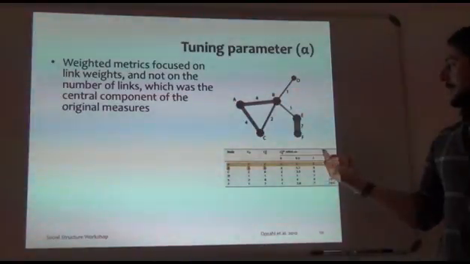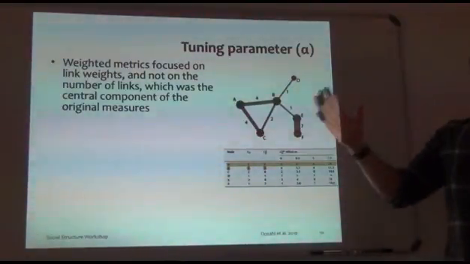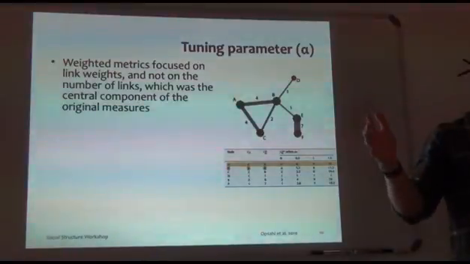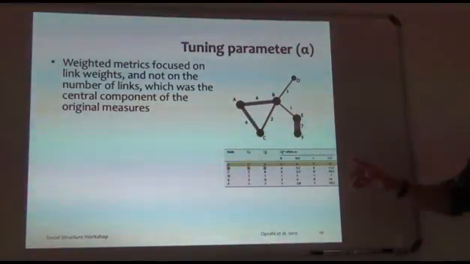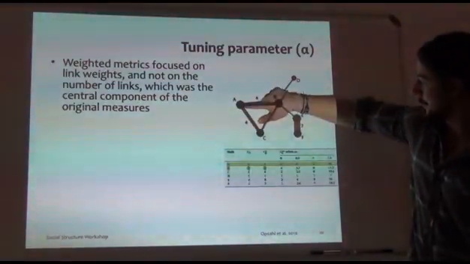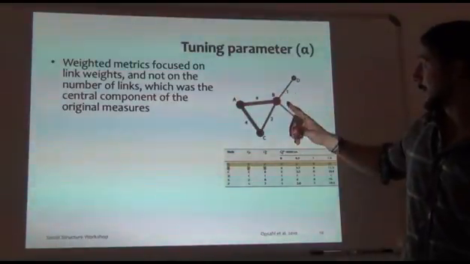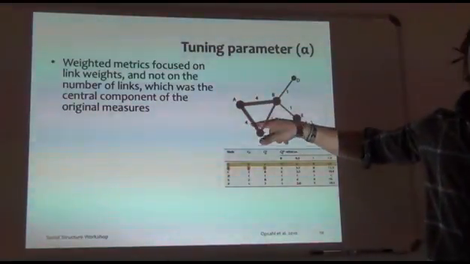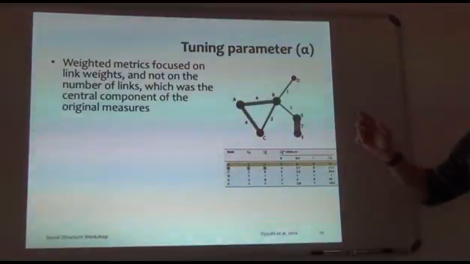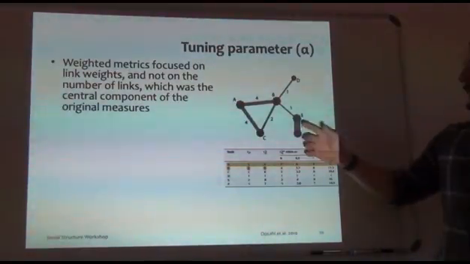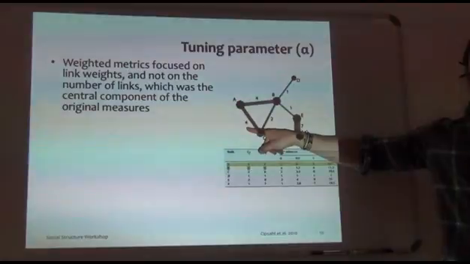So by varying this alpha, you can have a combination of degree and strength at the same time. For example, for node A over here, the degree would be 2, right? 1, 2 connections. The traditional strength would be 8, 4 plus 4.